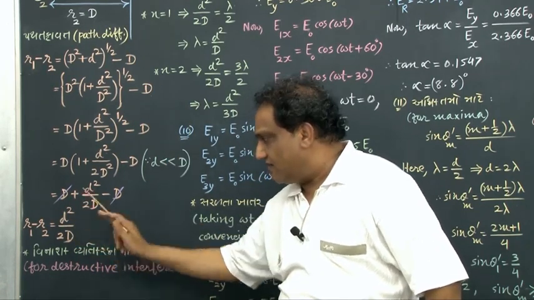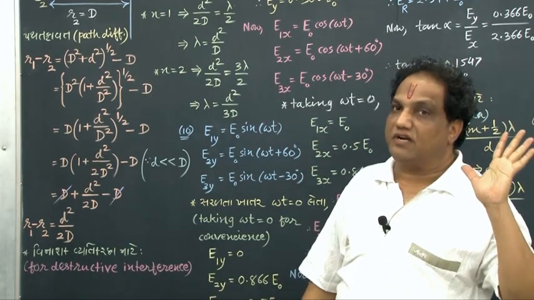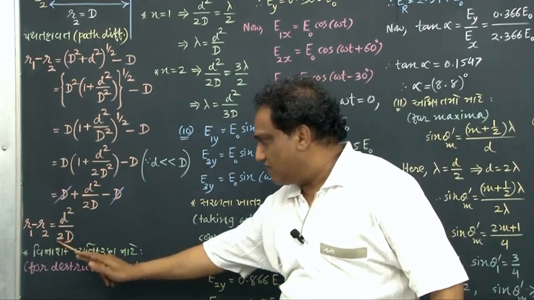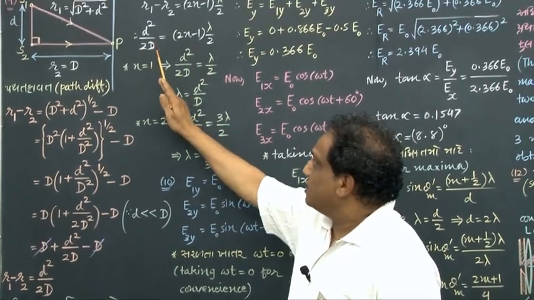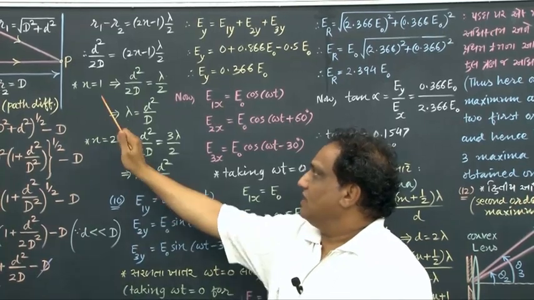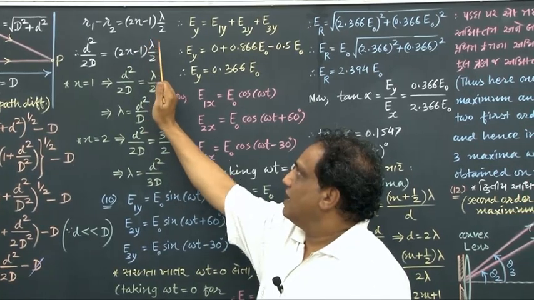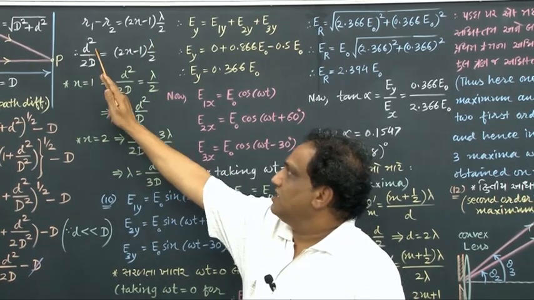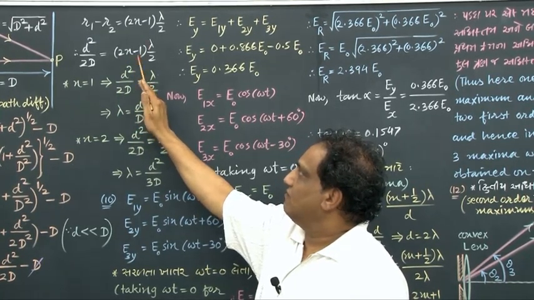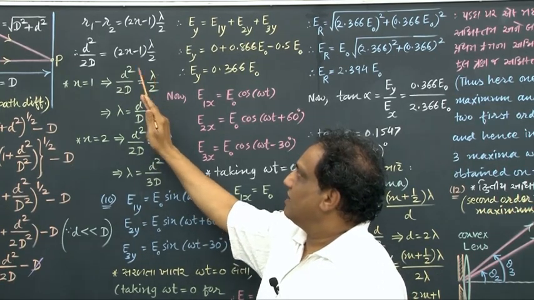Now if this new path difference equals (2n minus 1) into lambda by 2, then destructive interference will take place. So for destructive interference, this path difference d square upon 2D should be equal to (2n minus 1) lambda by 2. Fine. Now just put n equal to 1. It will give you lambda by 2, correct? And here it is d square upon 2D. Put n equal to 1: 2 into 1 is 2, 2 minus 1 is 1, 1 into lambda by 2, that is lambda by 2. Now 2 will cancel, giving you lambda equals d square upon D.